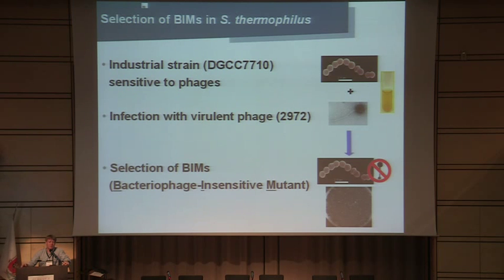So the experiment was pretty simple when we started. We used the phage-sensitive strain, we had the phage in a broth, and then we put that on a plate. Then you incubate at 42 Celsius in the case of Strep thermophilus, and then you wait. And then colonies will start to appear.